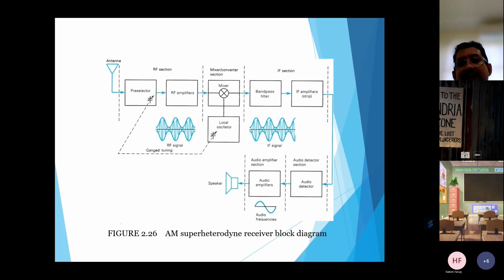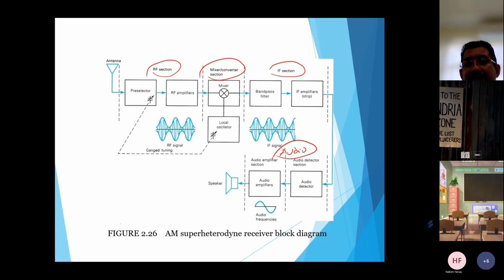Nampak, dia ada 4 stage. Okay, yang pertama ada RF section. Yang kedua adalah mixer converter section, yang ketiga adalah IF section dan yang keempat adalah audio section. Okay, audio section. Dan kalau you lihat, demodulation berlaku di sini.